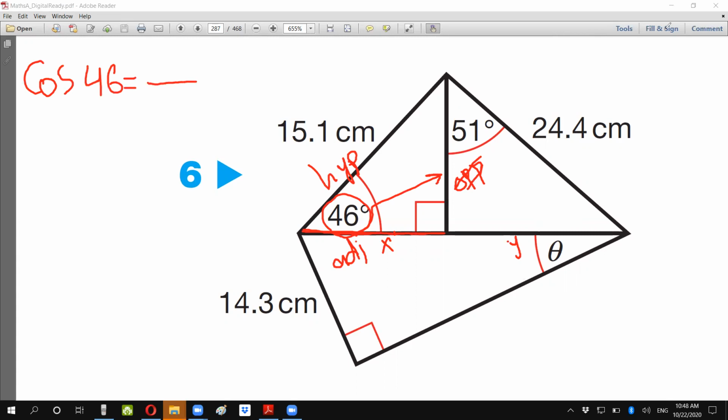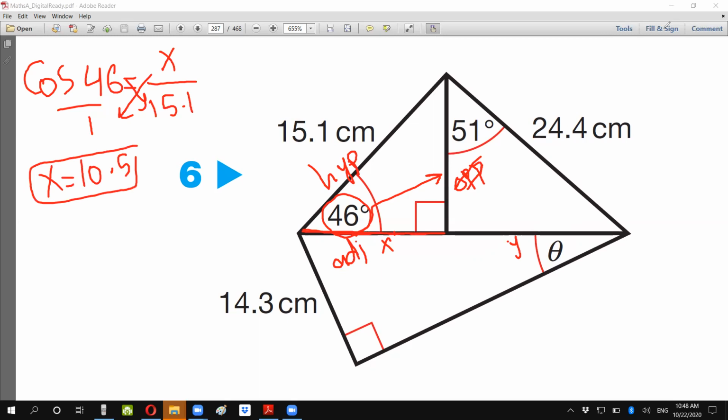Cosine 46 is equal to adjacent x over hypotenuse 15.1. How to find it? Cross multiplication. The answer is 10.5. I can erase all of these and write 10.5 here.